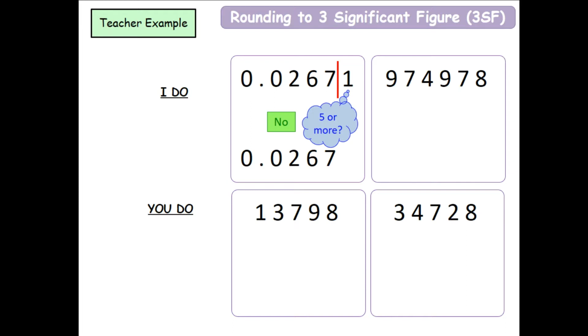Okay, next one now. I count three significant figures from the left: 1, 2, 3. I'll draw my line between the 4 and the 9. Is 9 5 or more? Yes, it is. So my 4 rounds up to 5 and everything else becomes a 0. So my new answer is 975,000. What I'd like you to do now is pause the video and have a go at answering the next two questions.